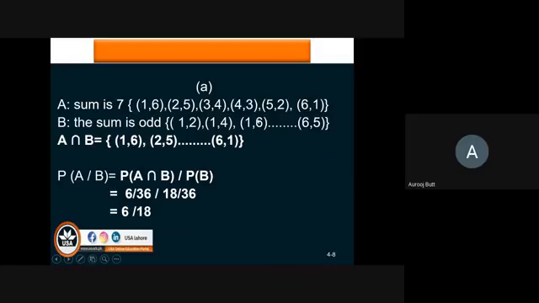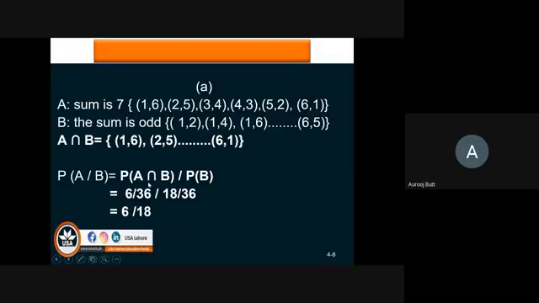2, 5 and 2, 5 is also common in both of these events, so you can enlist it. Up till 6, 1. 6, 1 is in this one and also in that one, so simply enlist it. Then you will have the sample points of A intersection B. So how many sample points are common in both event A and B? That is 6 sample points.